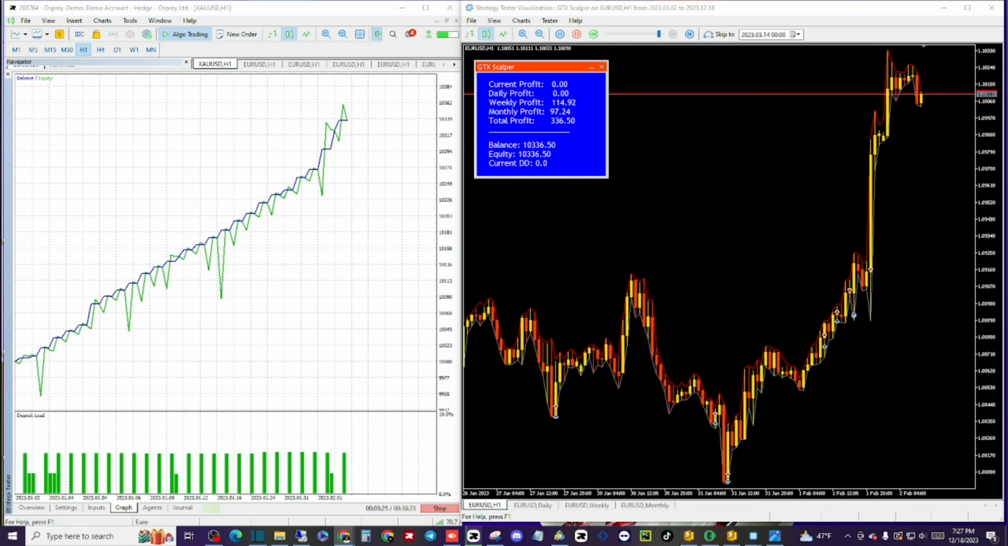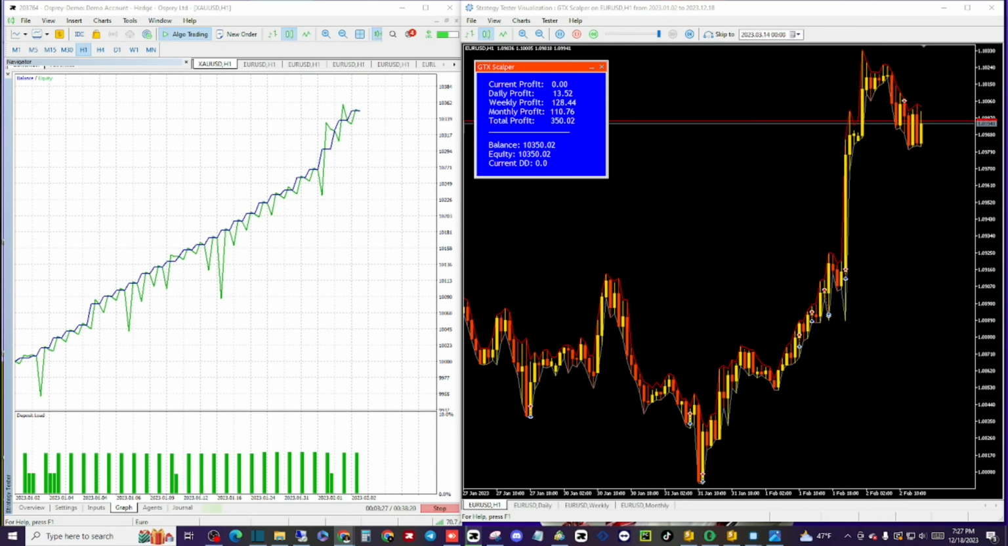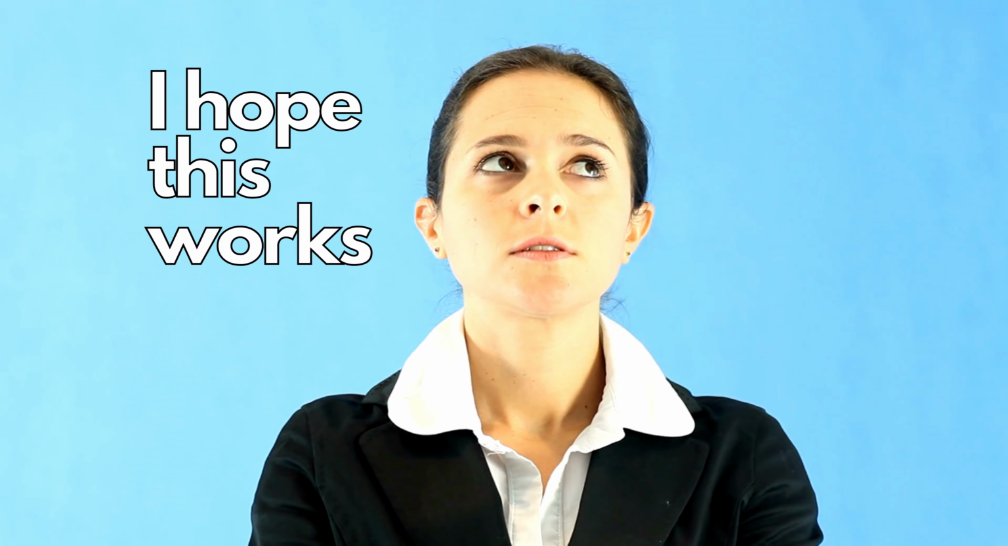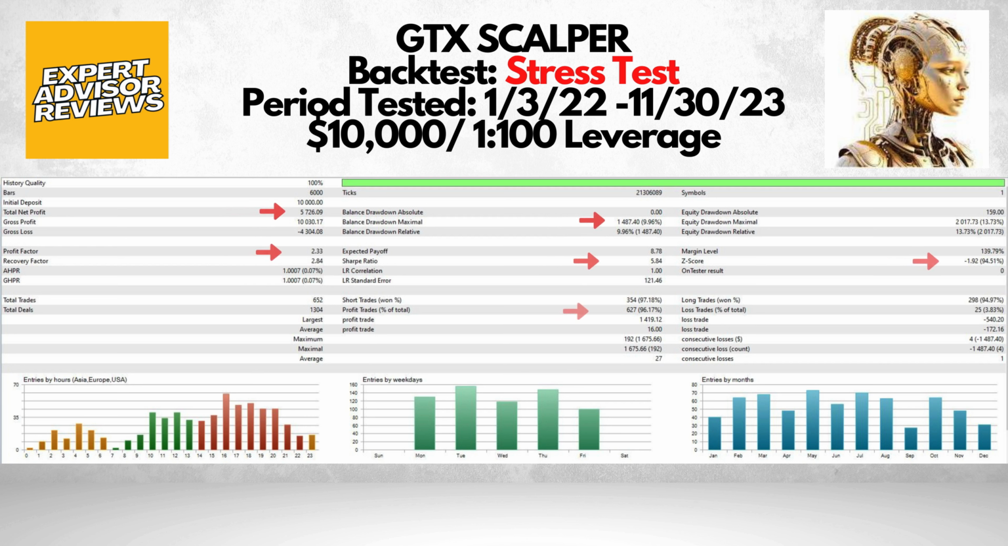We ran our stress test that has randomized delays and variable spread and slippage to see if there was any difference in the GTX Scalper in imperfect conditions, and the system performed slightly better in most areas during the stress test, increasing the total net profit as well as the recovery factor.